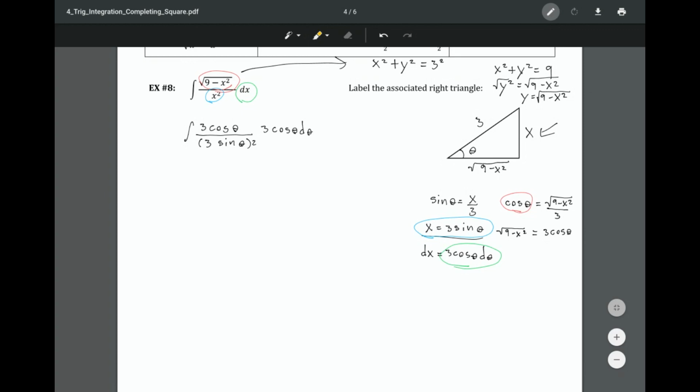Okay. So now all we're going to do from now on is just basically combine or multiply the two cosines. Just basically multiply everything out. Those are the 9s that are going to cancel. Cosine squared over sine squared is cotangent squared.